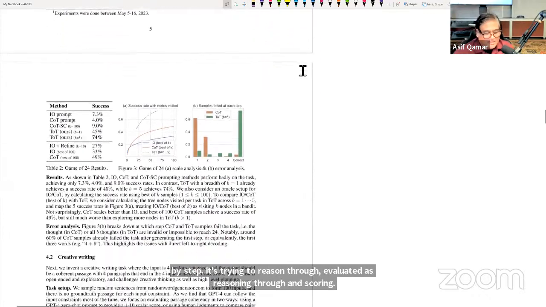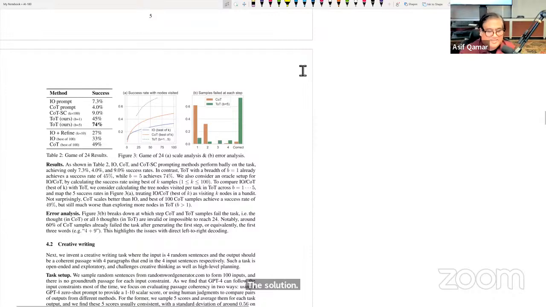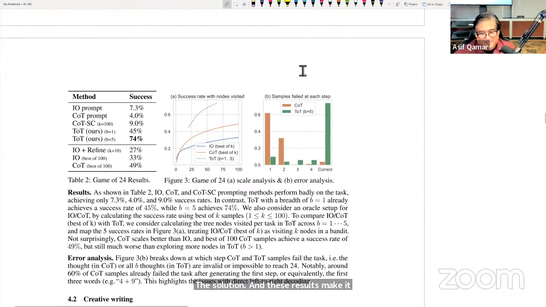And these results make it clear. So I will just do one example. The results make it clear. What is the success rate? With just input-output prompting, the best one does pretty badly. It never gets more than 25% of the time, right?